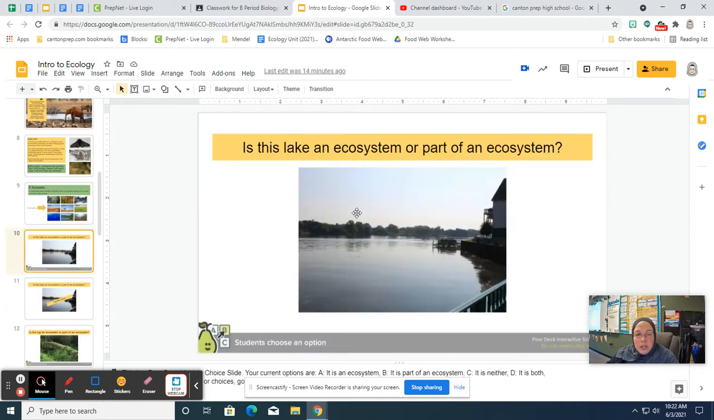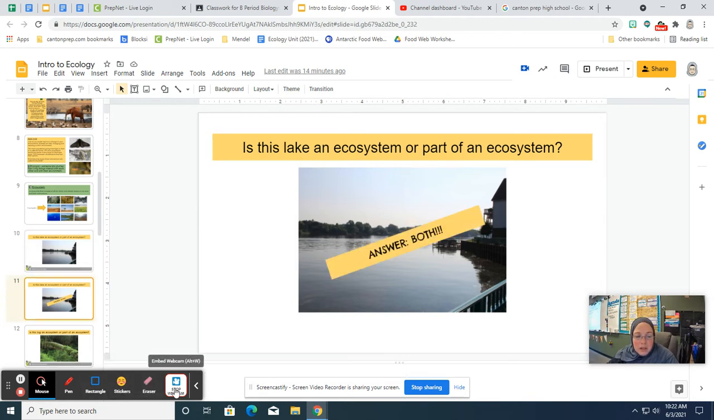So let's look at this and ask the question, is a lake an ecosystem? So is it an area with living and non-living things interacting with each other, or is it just a piece of a larger ecosystem? What do you think? If you said both, you'd be correct. A lake is both an ecosystem in and of itself, and it can be part of a larger ecosystem. For example, Lake St. Clair, right, is part of the larger Great Lakes watershed, right? The system of water and rivers and lakes that are all connected.